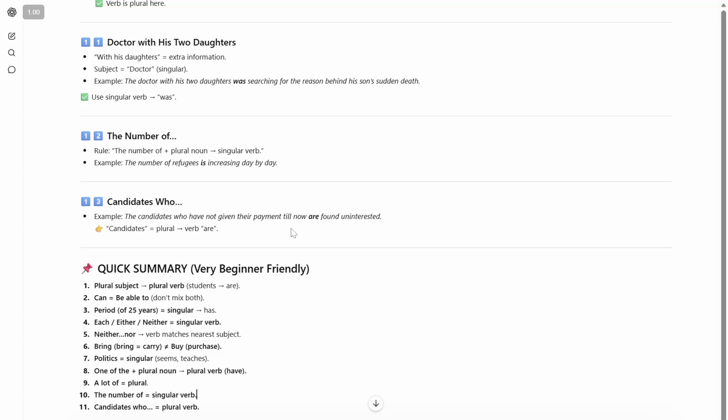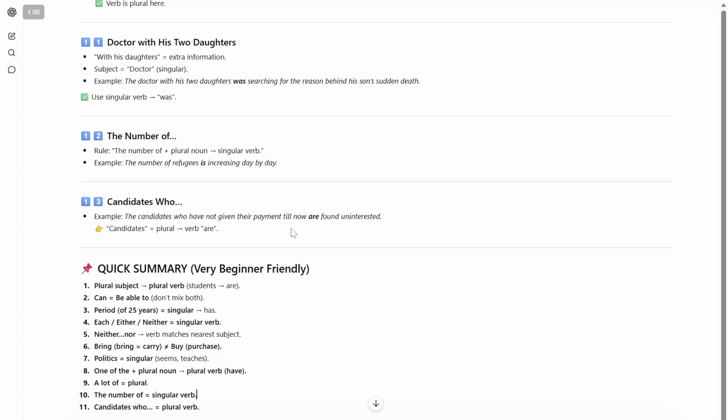The number of. Rule, the number of plus plural noun, singular verb. Example, the number of refugees is increasing day by day. Candidates, who. Example, the candidates who have not given their payment till now are found uninterested. Candidates equals plural verb, are.